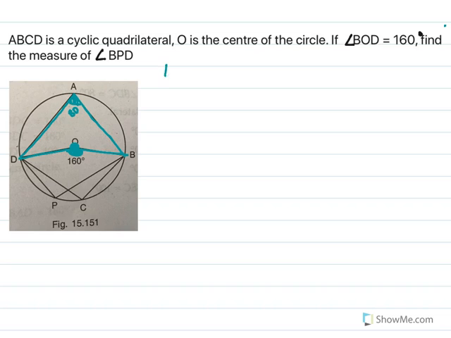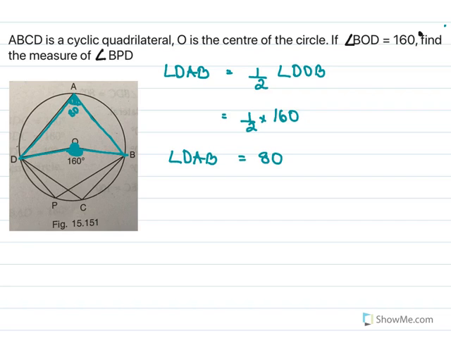So let's write this. So angle DAB will be half of angle DOB. So which is half of 160. So angle DAB equal to 80. This is the first part.